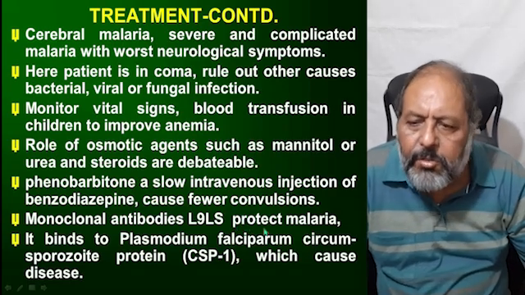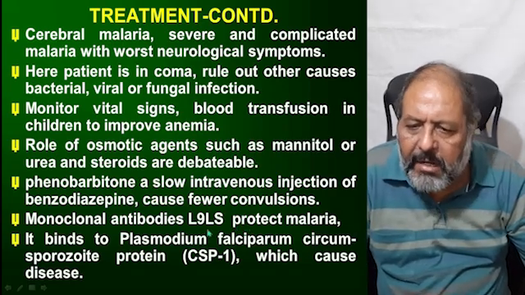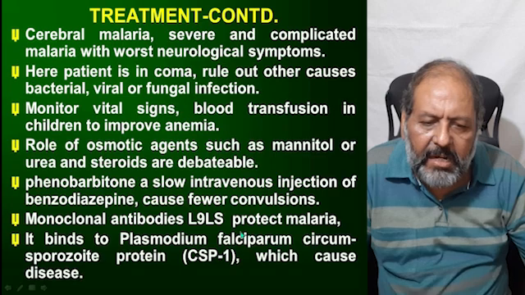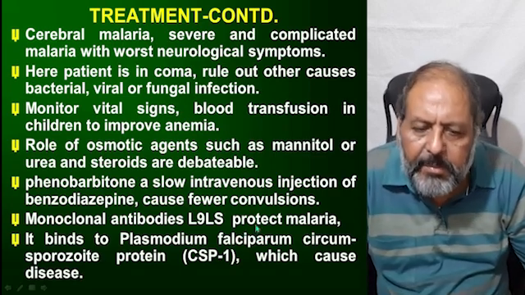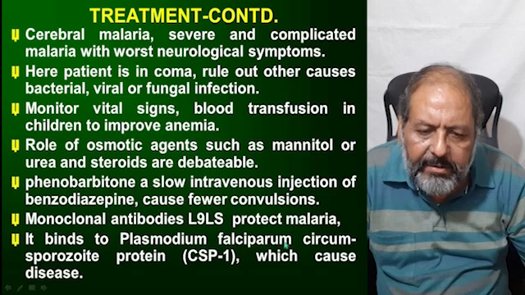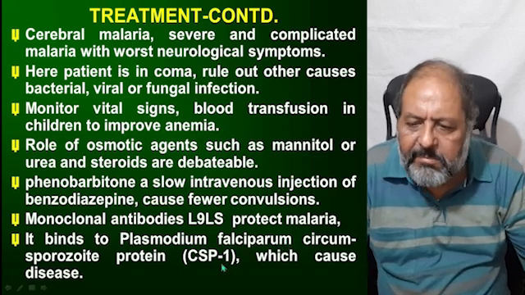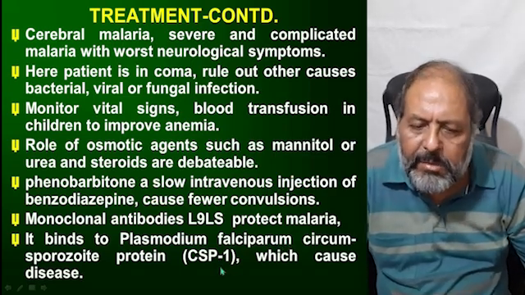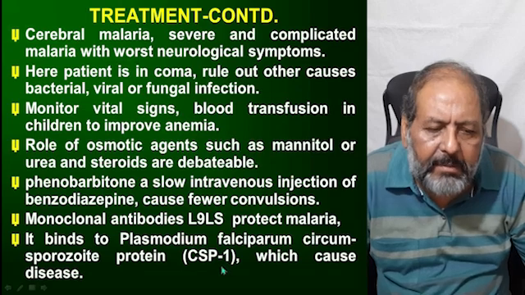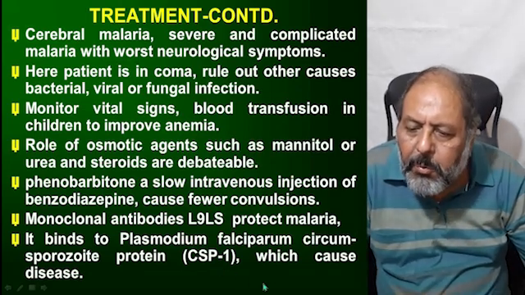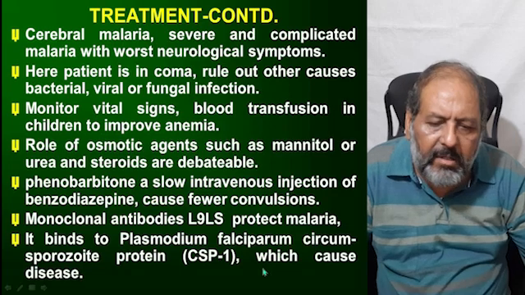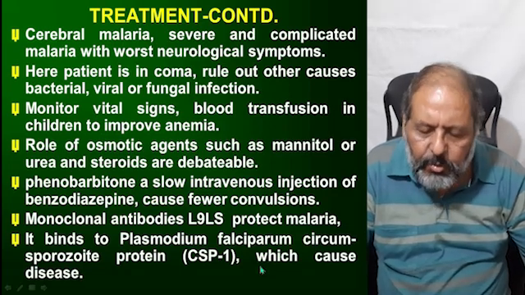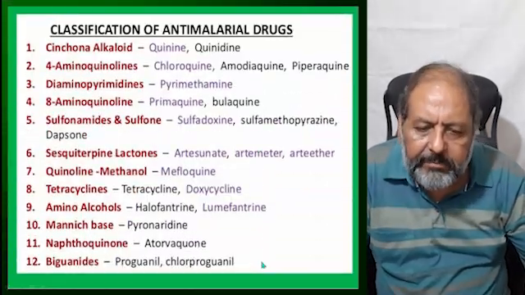Phenobarbital or slow intravenous injection of benzodiazepine causes fewer convulsions, and monoclonal antibodies like L9LS protect against malaria. It binds to the Plasmodium falciparum circumsporozoite protein, that is CSP, which causes the disease, so make it ineffective.